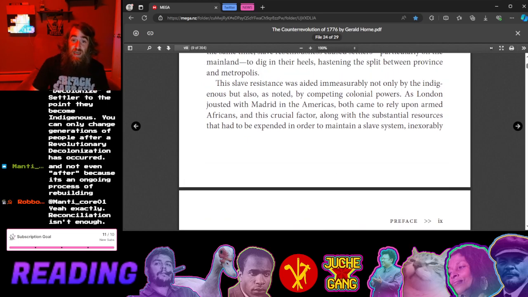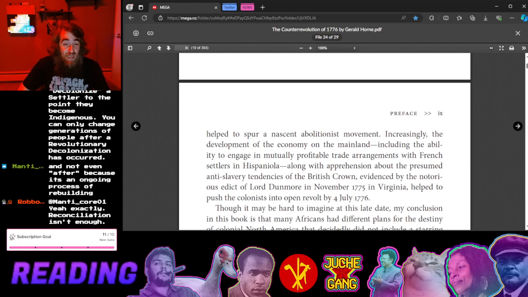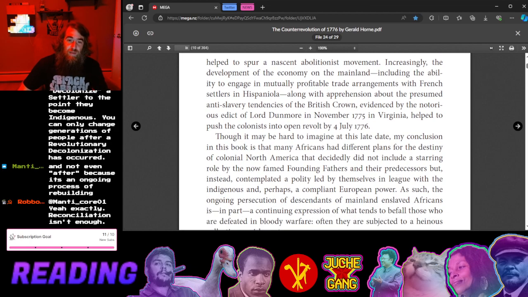The slave resistance was aided immeasurably not only by the indigenous, but also, as noted, by competing colonial powers. As London jousted with Madrid in the Americas, both came to rely upon armed Africans, and this crucial factor, along with the substantial resources that had been expended in order to maintain a slave system, inexorably helped to spur a nascent abolitionist movement. Increasingly, the development of the economy on the mainland, including the ability to engage in mutually profitable trade arrangements with the French settlers in Hispaniola, along with the apprehension about the presumed anti-slavery tendencies of the British Crown, evidenced by the notorious edict of Lord Dunmore of November 1775 in Virginia, helped to push the colonists into open revolt by 4th of July 1776.